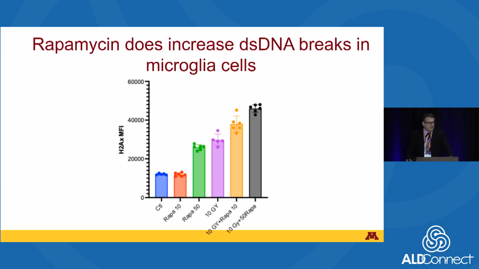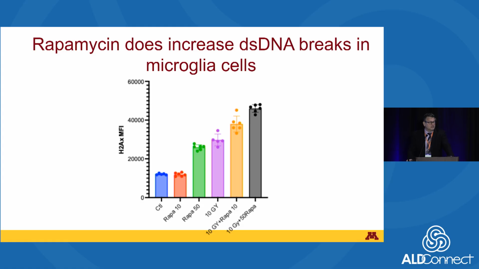So what did we do? We had control cells. We measured double-strand breaks with H2AX. We added rapamycin at 10 micrograms. We didn't see any effect. Then we added rapamycin at 50, with lots of double-strand breaks. So it is inhibiting DNA repair, as we would have predicted, about 2-fold over baseline.